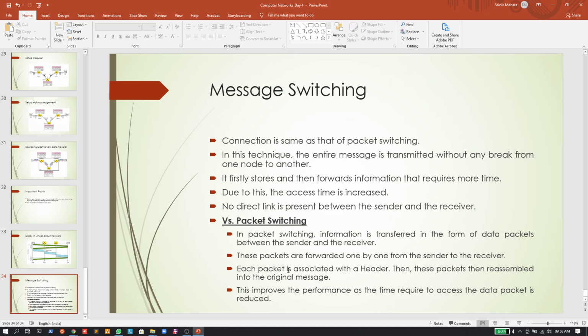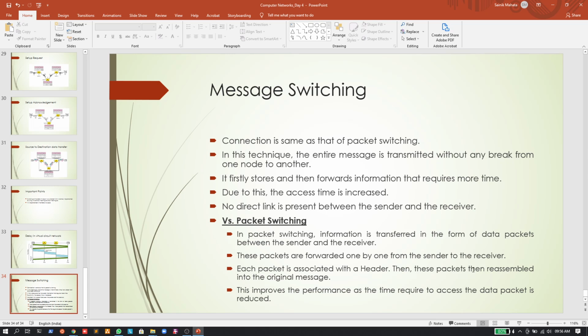Again, each packet is associated with the header. We discussed earlier that in the case of packet switching, there can be a local address or a global address. If it's a global address, it will contain what? The destination address. If it's a local address, it will contain what? The address of the next switch, as in the case with VCI, that is virtual circuit identifier. So each packet is associated with the header.